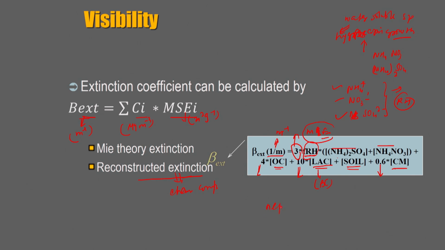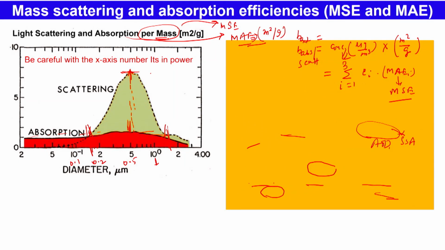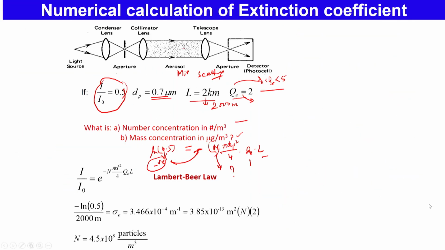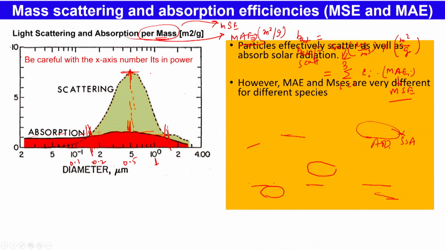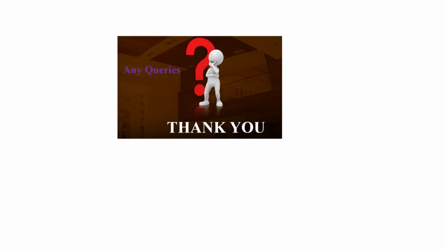Otherwise, there is an instrument called a nephelometer. It measures the scattering coefficients. This nephelometer works on the principle we discussed in the previous lecture. This is the set of components for a nephelometer. It measures the extinction, and then you can calculate the extinction based on this.